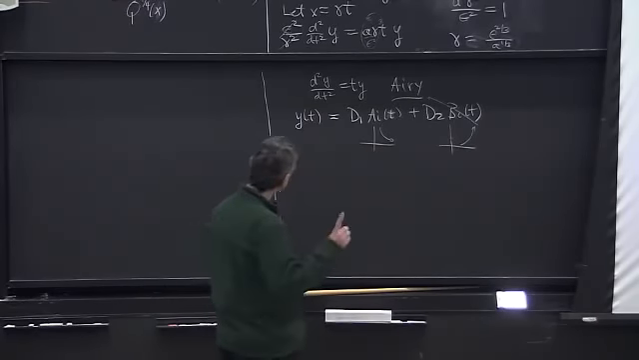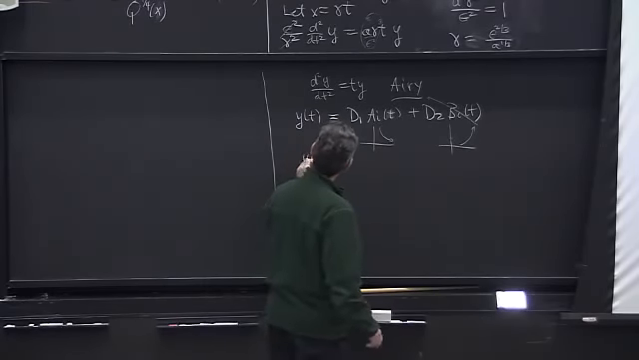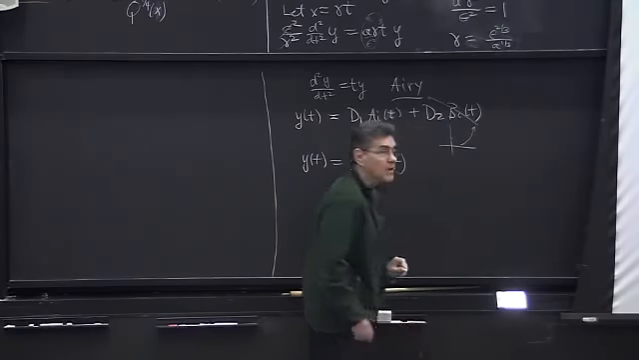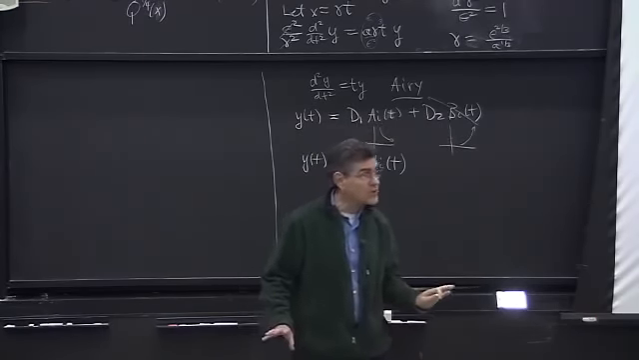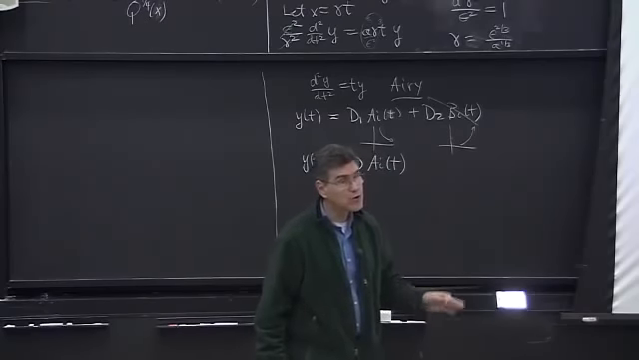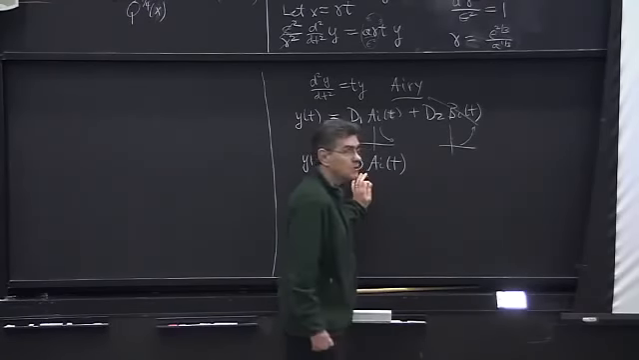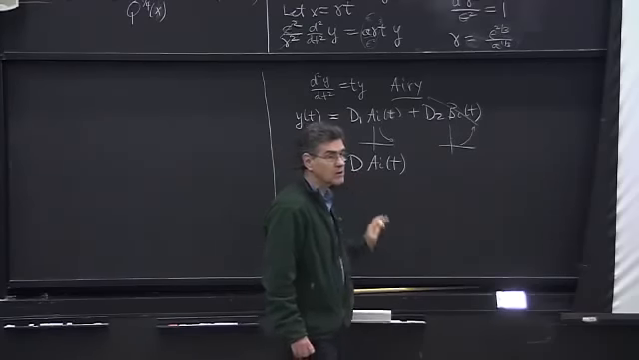And therefore, I'm going to look for a solution of the form y of t is some constant times Ai of t. However, we could be completely general. And you're going to see in a second why this is a justified assumption. I mean, this is completely correct.